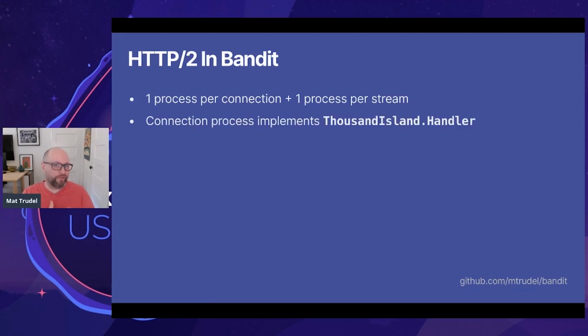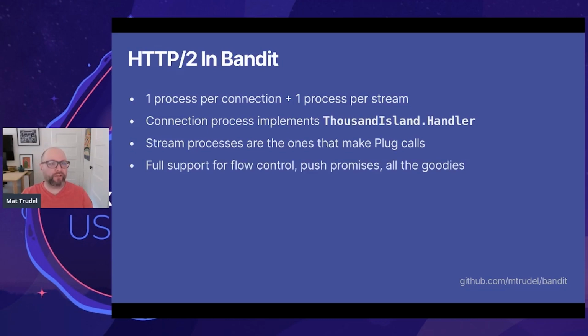The connection process implements the Thousand Island handler behavior that we saw earlier, and it faces the client and manages everything to do with the network connection. The stream processes are the ones that actually make the Plug calls, because recall that streams correspond exactly to HTTP requests, and they face the Plug API. And then the majority of the implementation just involves coordinating those processes against one another.